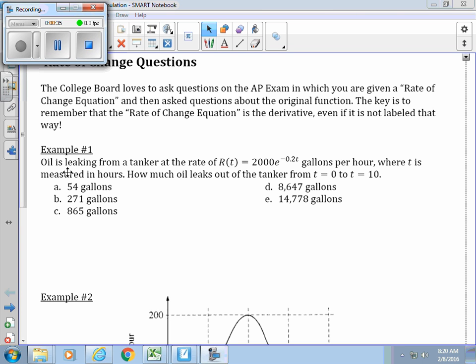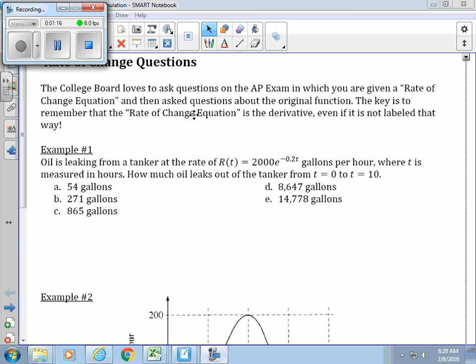So we're going to just work these applications of derivatives. What they do is they give you a rate of change. So they'll say the rate of change of oil leaking from a barrel in gallons per hour. And they'll ask you something about how much oil there is. Well, R of t is the derivative of how much oil there is. Would you agree with that? It's the gallons per hour, how much oil is leaking out of a tanker. So how much oil leaks out of the tanker from time 0 to time 10? And that's the question we're going to answer.